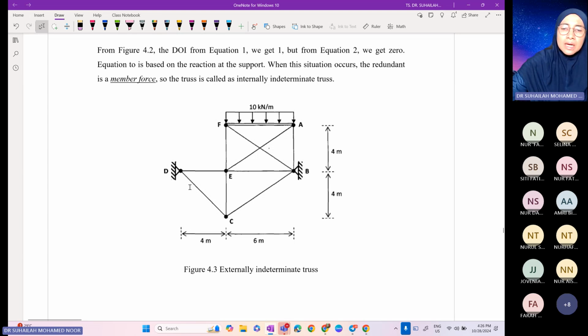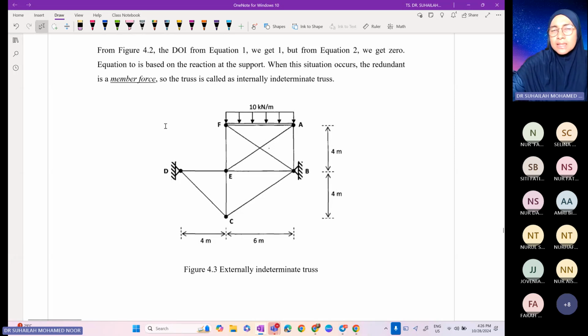This truss has, let me count, 1, 2, 3, 4, 5, 6, 7, 8, 9, 10. This has 10 members. Reaction is 4. It is 14. Joints are 1, 2, 3, 4, 5, 6. So it is 14 minus 12. So the redundant is 2. And we check for the unknown reaction.